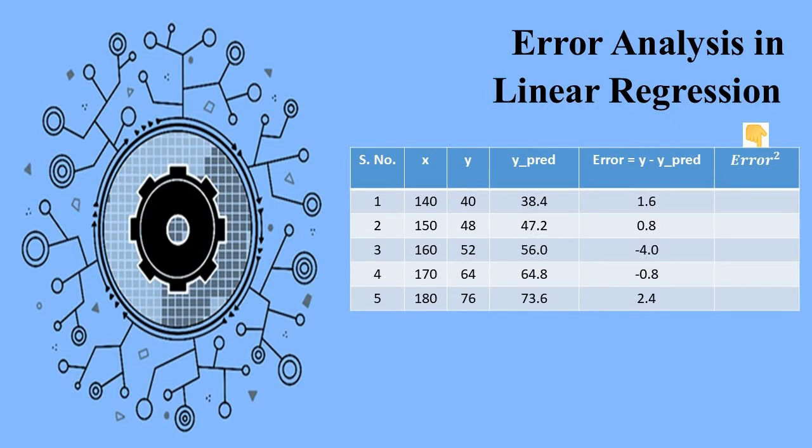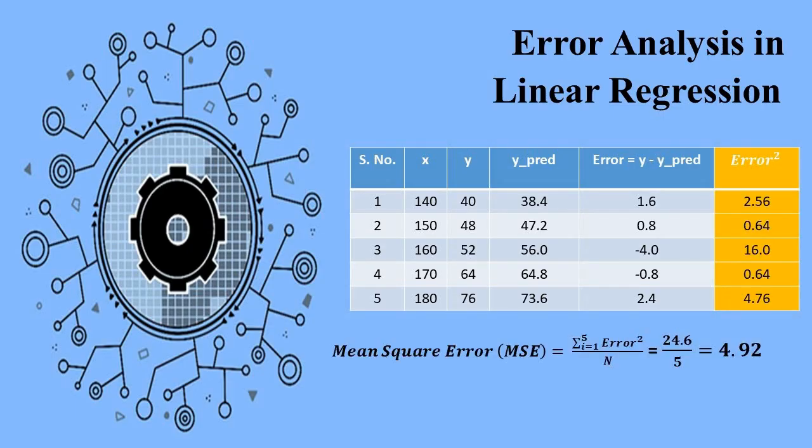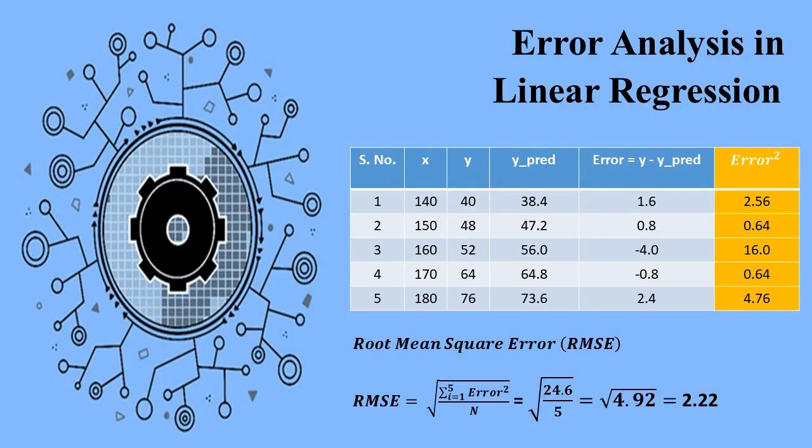Get the square of the errors. First squared error, second squared error, third squared error, fourth squared error, and the final squared error. And here is the complete error table. Take the sum of squares of errors. Get the mean square error by taking the mean of the sum of squares of errors. And finally, get the root mean square error by taking the square root of the mean square error.